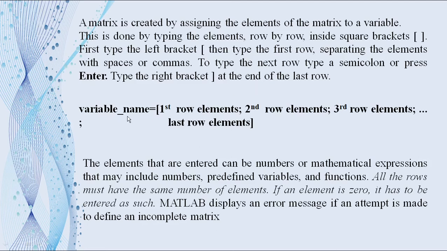So it's very similar. Variable name is equal to the first row. As you write the first row, elements can be separated by either a space or a comma. When you want to go to the second row, you should use either a semicolon or an enter. Like this, at the end you should close the bracket. The elements that are entered can be numbers or a mathematical expression that may include numbers, predefined variables and functions. All the rows must have the same number of elements. Yes, all the rows must have the same number of elements.